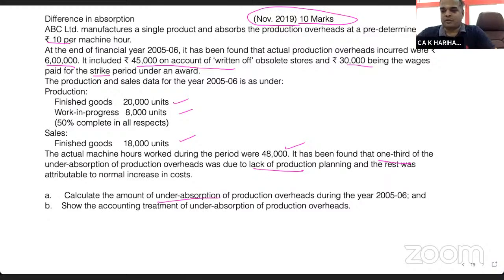In the exam, most of the students do not concentrate on difference in absorption based questions. You know very well, whatever you don't concentrate on, only that question will come. That is our fate. Yes or no, you know well. Right? Whatever you don't study, that question will come. Shall we start?